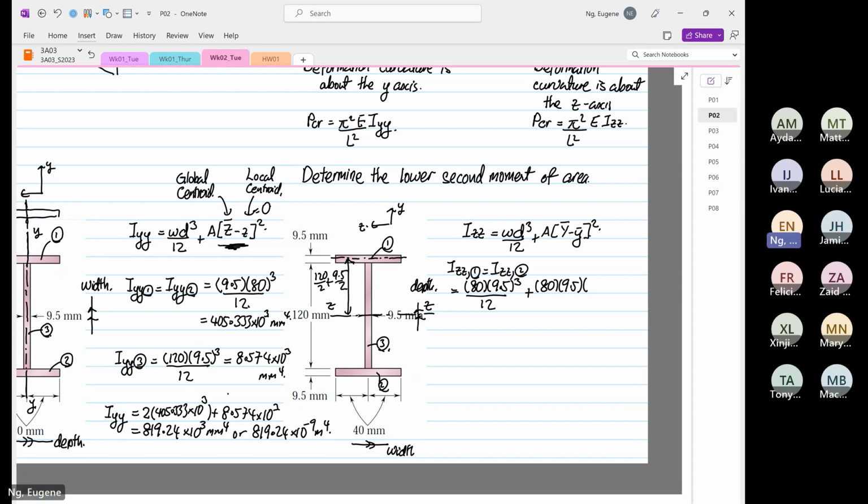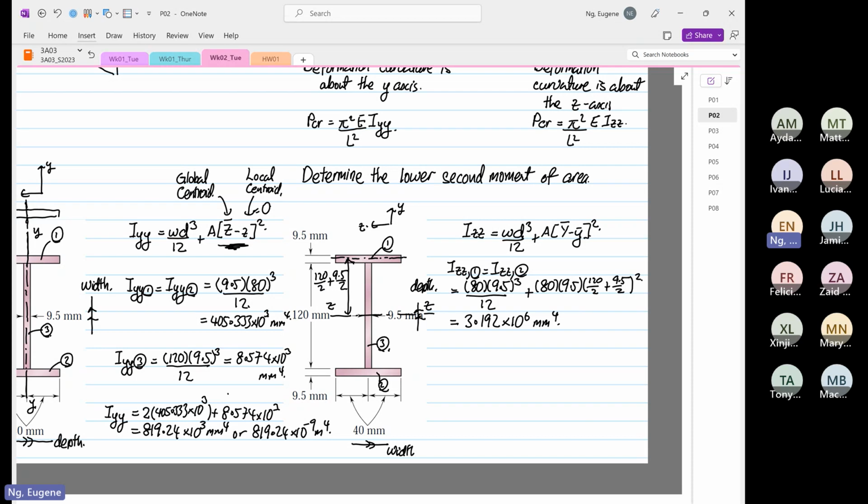Okay, so it's equal to 120 over 2 plus, I do apologize, because it's up to here is plus 9.5 divided by 2, and then the whole thing is squared. Okay, so this will be equal to 120 divided by 2 plus 9.5 divided by 2 squared times 80 times 9.5 plus 80 times 9.5 power 3 divided by 12 is equal to 3.192. Okay, 3.192 times 10 to the power 6 millimeter to the power 4.